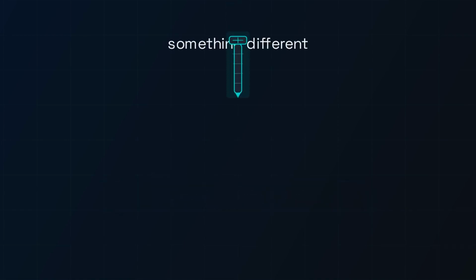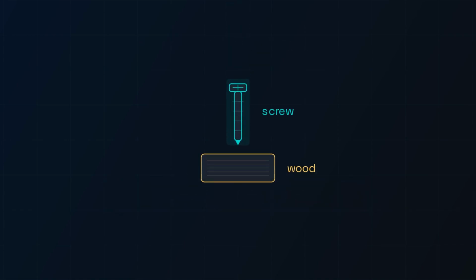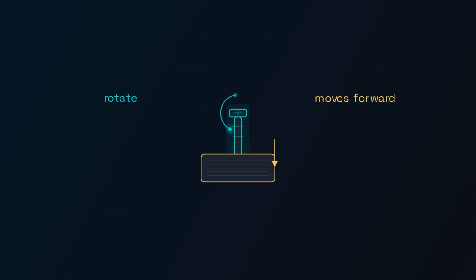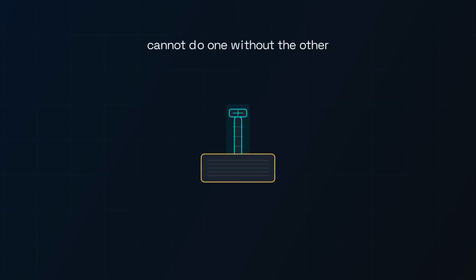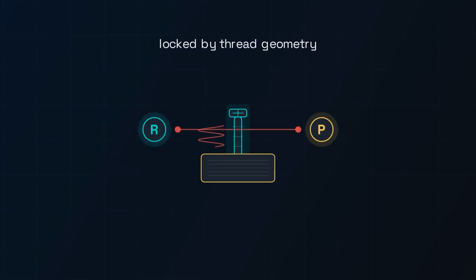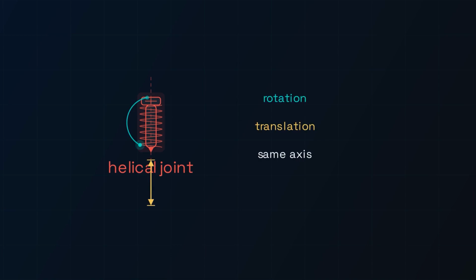Now consider something different. Think about driving a screw into a piece of wood. As you rotate the screwdriver, the screw moves forward. You cannot rotate it without translating, and you can't translate it without rotating. The two motions are coupled. They're locked together by the geometry of the thread. This is called a helical joint. It also has a rotation and a translation along the same axis.